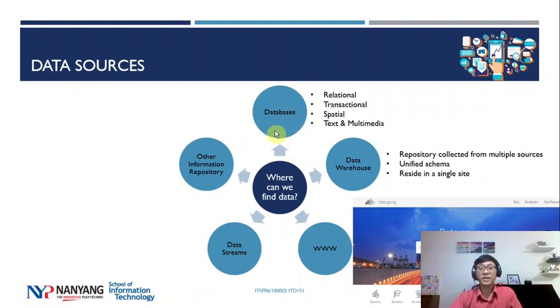Then another data source will come from a data warehouse, right? They are basically a repository of collections of multiple sources of data, right? So it could be a central repository where it has lots of this data coming from various data storage devices, right?